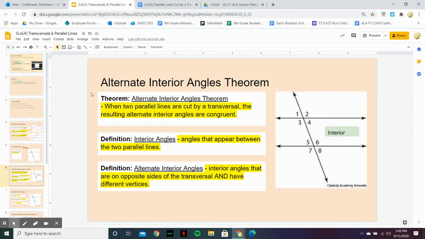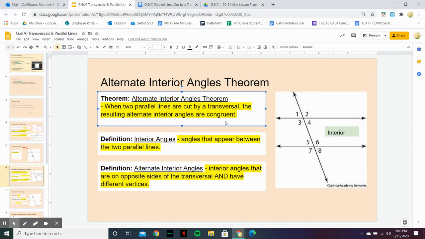The alternate interior angles theorem says that when two parallel lines are cut by a transversal, the resulting alternate interior angles are congruent.